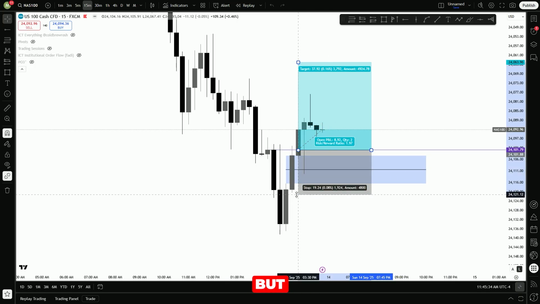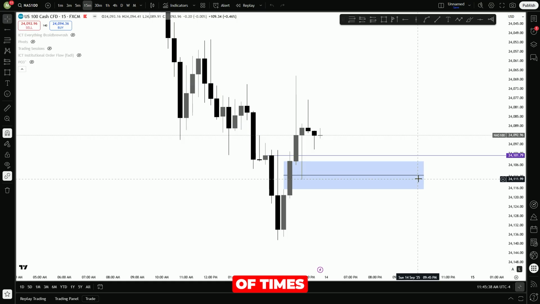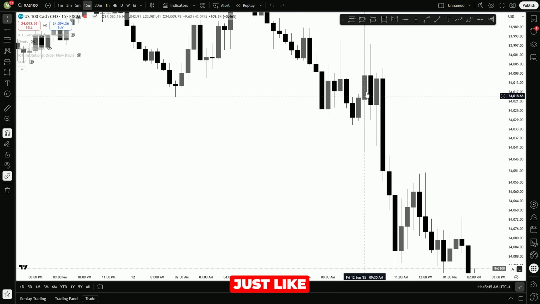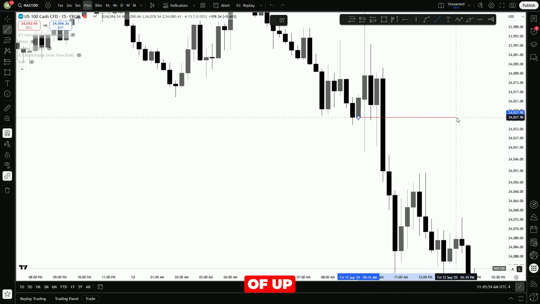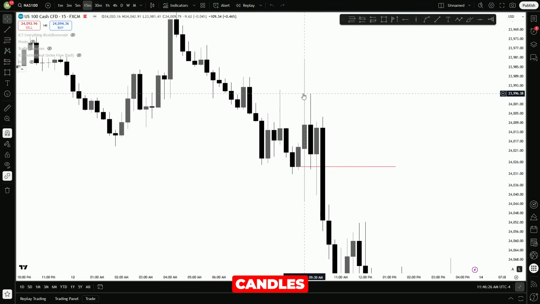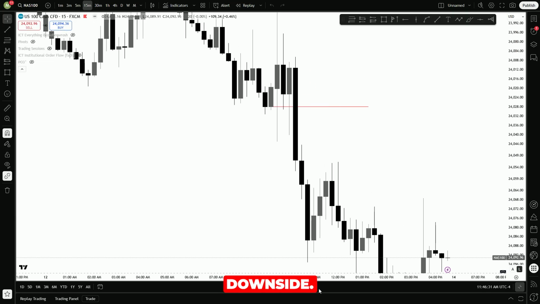All right, there's one interesting thing that I want to let you know: a lot of times in the market, whenever the CISD happens, the market is going to run the liquidity just like this. This is the last series of down-up close candles. So now let's say this is the last series of up close candles, as you guys can see, and after the CISD, the market just quickly ran toward the downside.